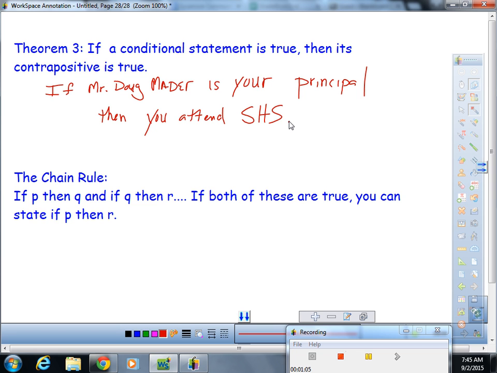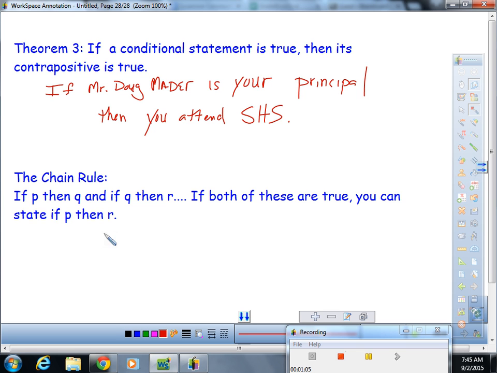The other thing you might have noticed is that I think Sam's statement was true, even though it was just the converse. Well, what that would mean is that it's reversible, and that could be considered a definition. That's the definition of Sycamore High School principal, because it's reversible. Okay? These are some of the things you're learning in here. All right, and then finally, the chain rule.